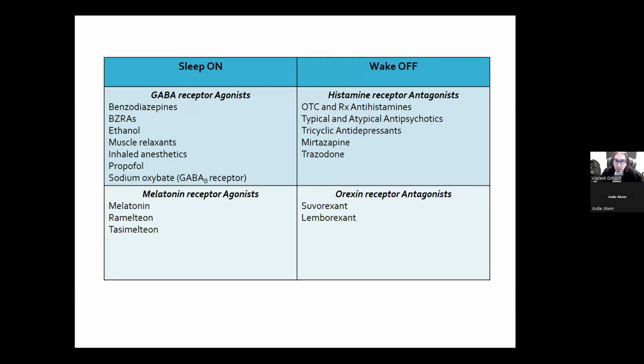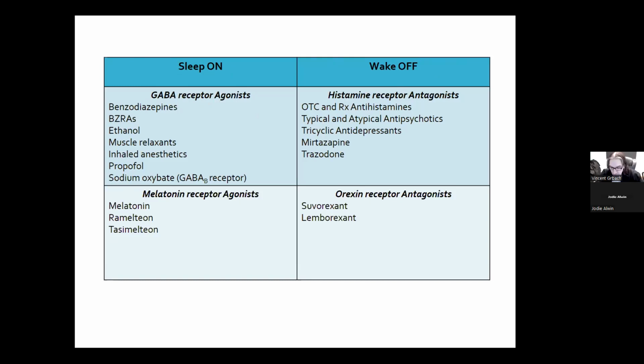This is the Grbach grid, I call it. Basically, this really helps you to understand how the different medications work. Everything on the left-hand side are medications that turn the sleep circuits on. And those include the GABA receptor agonist and the melatonin receptor agonist. So they turn on sleep pathways. Or wake off: they turn off histamine, or they turn off orexin, and that's how they promote sleep, by turning off wake promoting neurotransmitter pathways.